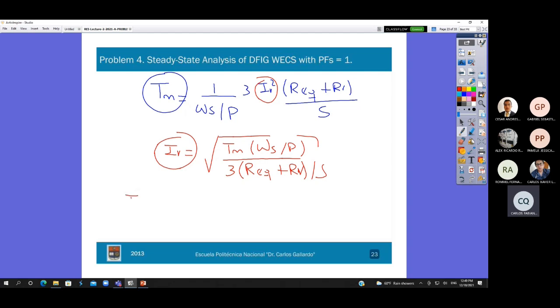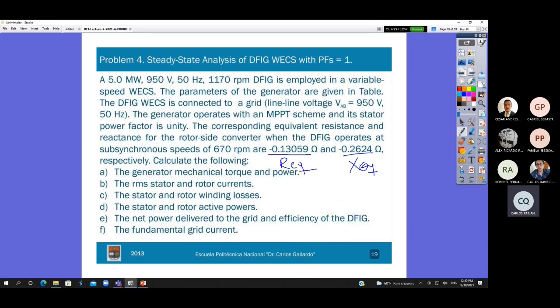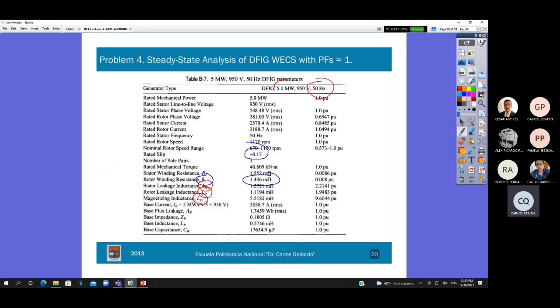Okay, so substituting the values, I will have the rotor current. From the table, sorry, we have already computed the mechanical torque for the second speed: 13,308.4. The speed is 314.16 over the number of poles, which is 3. So I will have 3 times the equivalent resistance. According to the problem, let's go back to the data. So I will have this value for the resistance and this value for the reactance.